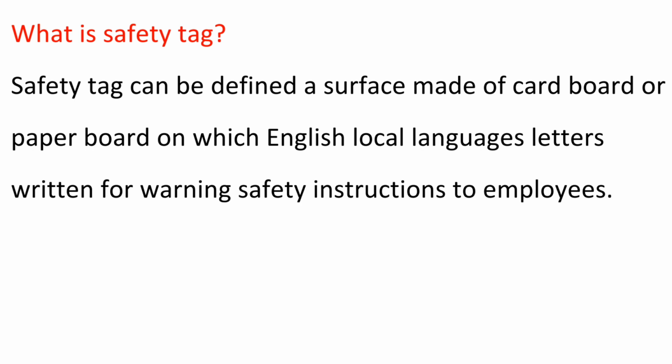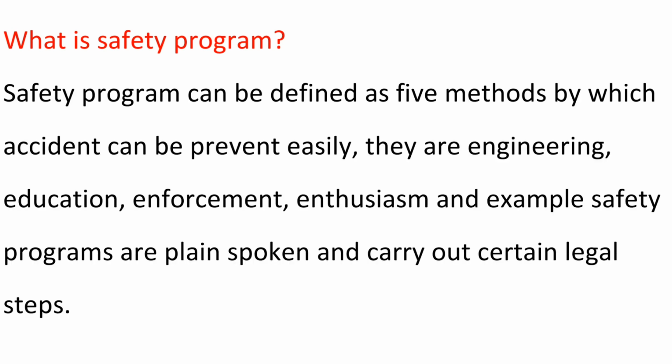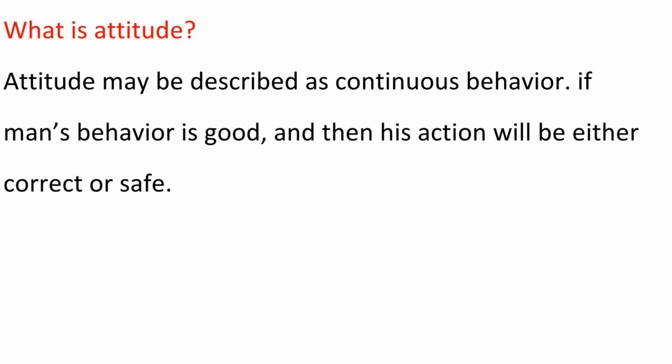Question. What is safety tag? Answers. Safety tag can be defined as a surface made of cardboard or paperboard on which English or local language letters are written for warning and safety instructions to employees. Question. What is safety program? Answers. Safety program can be defined as 5 methods by which accidents can be prevented easily. They are engineering, education, enforcement, enthusiasm and example. Safety programs are plain spoken and carry out certain legal steps.